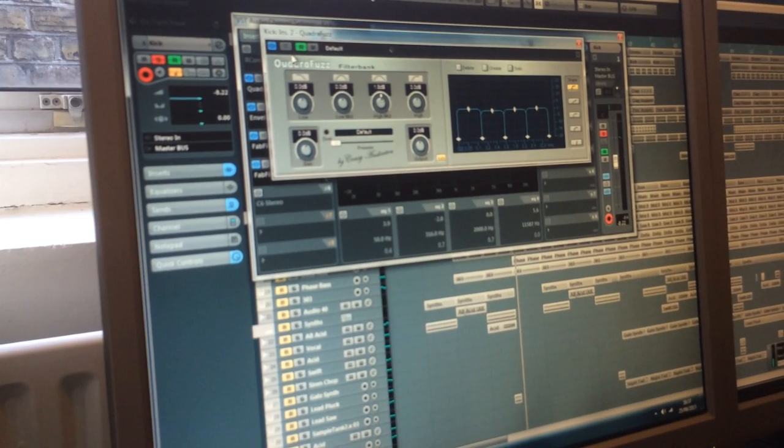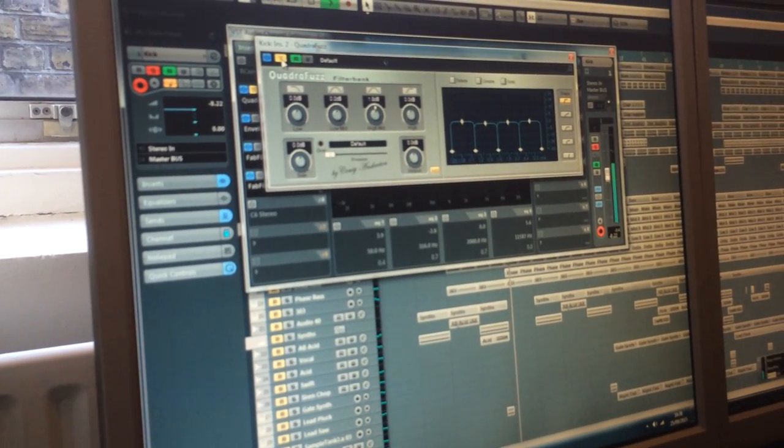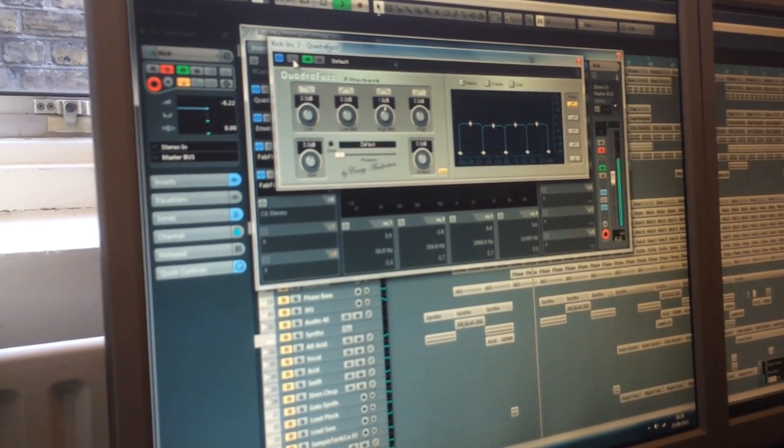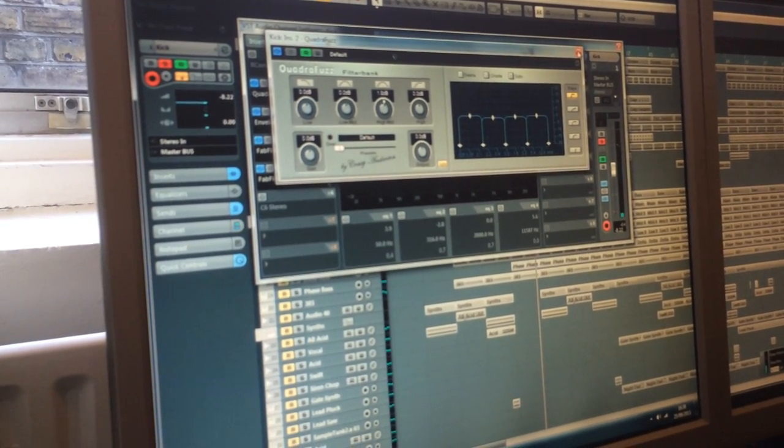So that's like a distortion unit in Cubase? Yeah, I think without it, I don't know if you can hear the difference, but. You can, yeah. It just thickens it up a bit.